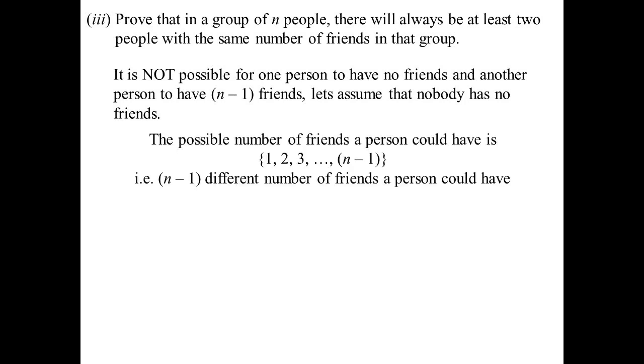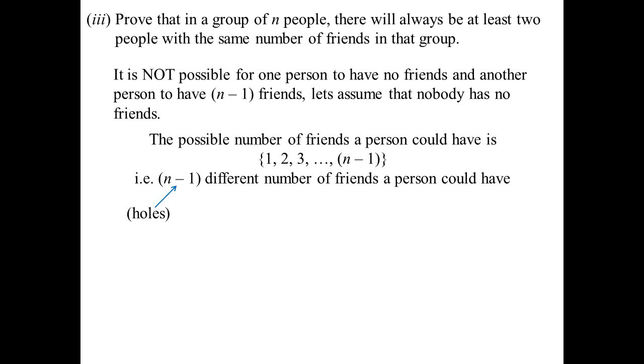So that means there's only n-1 possibilities. I'm going to choose to leave off the one where someone's got no friends because that's not true. That can't be right. You know? So these are the possibilities. Someone's got 1 friend, someone's got 2 friends, someone's got 3, up to n-1. So there's n-1 different number of friends a person could have. But there's n people. So n-1 number of friends would be all the different pigeonholes.